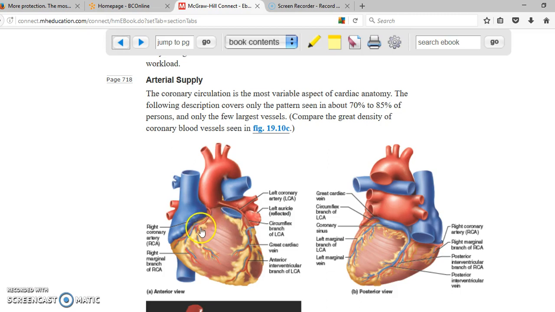The right coronary artery will go to the back. That's what you see. This is a posterior view. You can see here the right coronary artery again. Okay, it's going to give you the posterior interventricular branch right here.